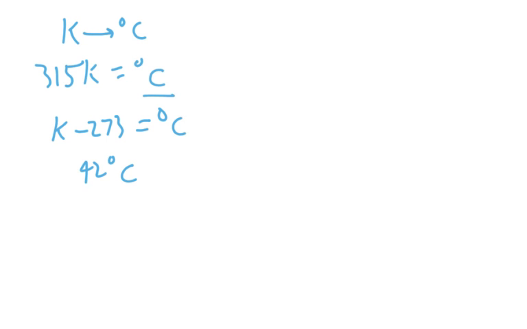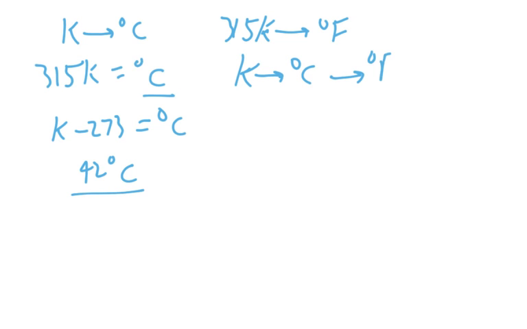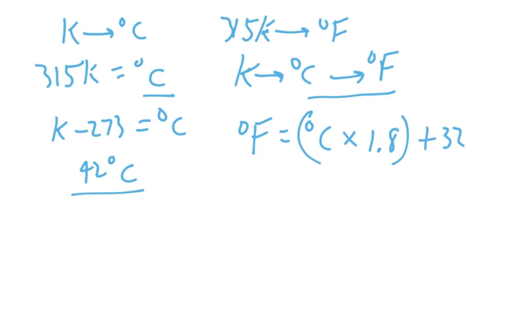Okay? Now, let's say that I wanted to go from 315 Kelvin to Fahrenheit. Well, in order to do that, you would first have to go from Kelvin to Celsius, which was what we just did right here. And then you would have to do another step to go from Celsius to Fahrenheit. Okay? So to go from Celsius to Fahrenheit, if you recall, we get the Celsius, multiply it by 1.8, and then add 32. And that's going to take us to the answer.